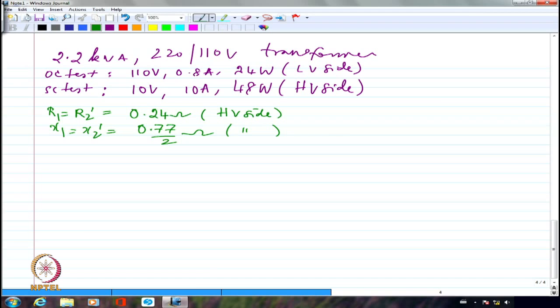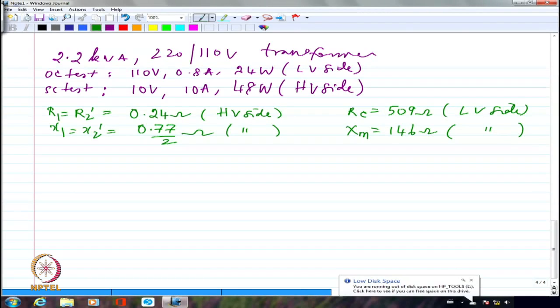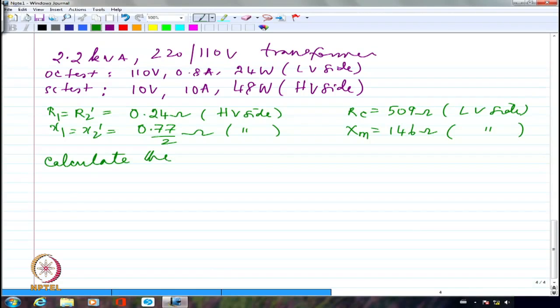So if we are asking you to draw the equivalent circuit, you better transport everything to one side, either LV side or HV side. And XM is coming out to be 146 ohm. This is also from LV side. Fine. Now, the next question that is being asked is, calculate the efficiency at half load and unity power factor.